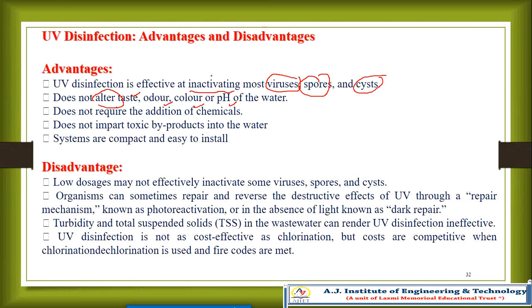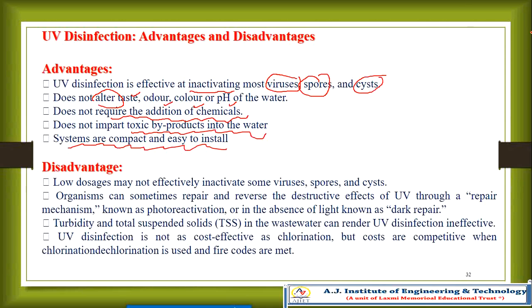It does not require the addition of chemicals. That is one more important advantage. It does not impart a toxic byproduct into the water. Systems are compact and easy to install. So that is one of the very good advantages, and we can maintain it neatly.